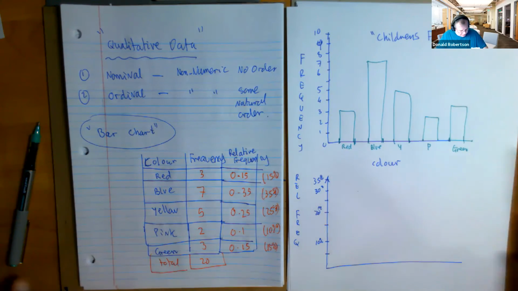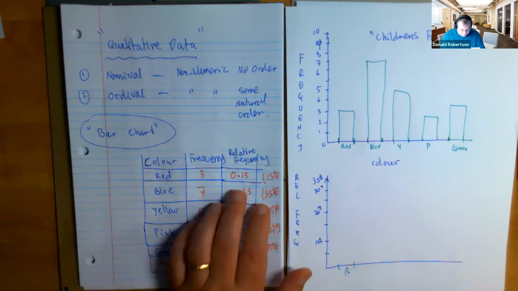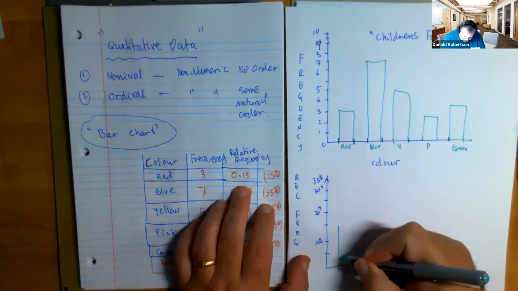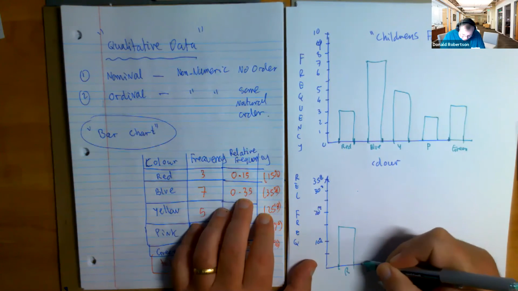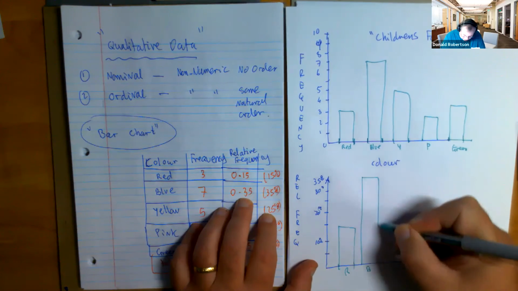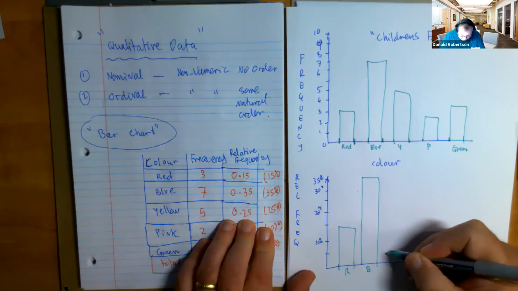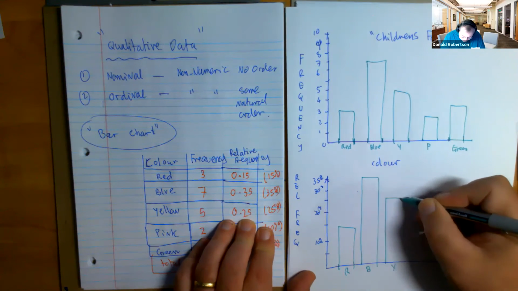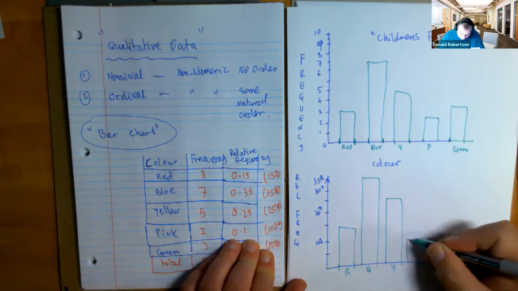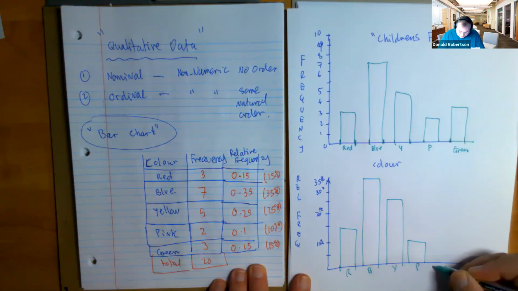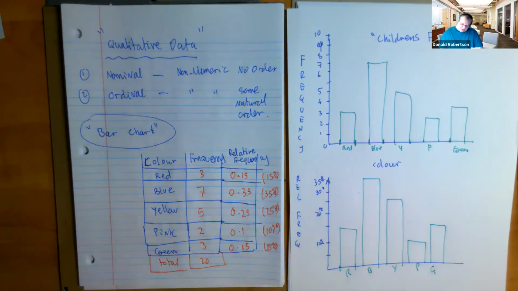Well, the first one is red again, but now it's 15%, so it goes here. The next one is blue, and it's 35%, so it goes away up the top. The next one was yellow, and it's 25%, which is about here. And pink is the next one, that goes 10%, which is about here. And lastly, green is 15%, and it goes here.